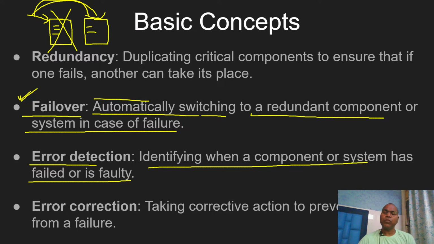And the third kind of problem is error detection: identifying when a component or system has failed or is faulty. Is our system design capable of identifying when my system is becoming problematic? For example, you have 10 GB of RAM or memory, and you are continuously receiving and storing data from users. After some time my database or file system is going to fill up, and if new requests come, you might say, hey, I am out of storage.